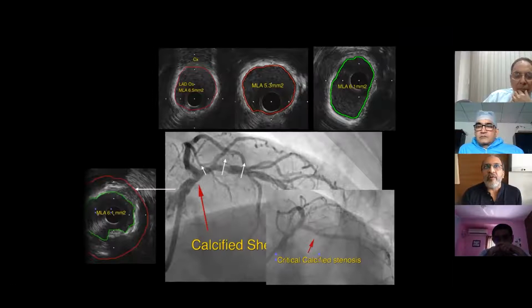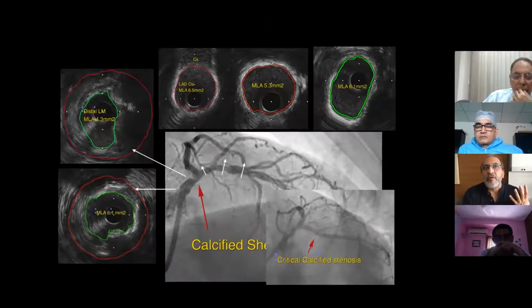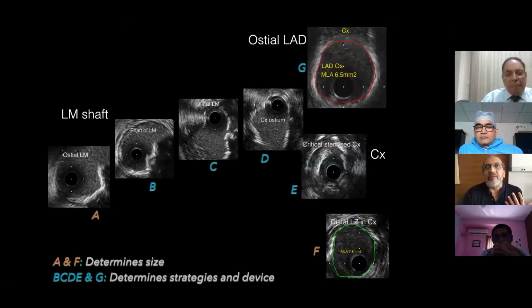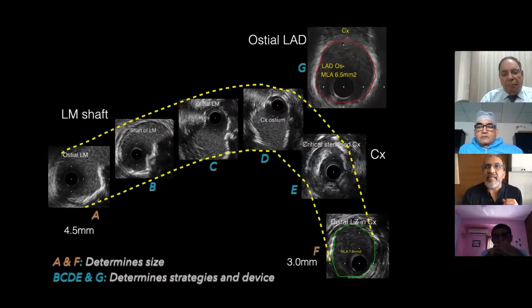And so when we look at the left main images, this is post-rotational atherectomy. You can see that the left main is significantly narrowed. And these are the definitions. You can see that the A and the F are the brown images, which are the landing zones, which are going to determine the extent of the stent and also the size of the stent, which is going to be 4.5 on one end and 3.0 at the other end.